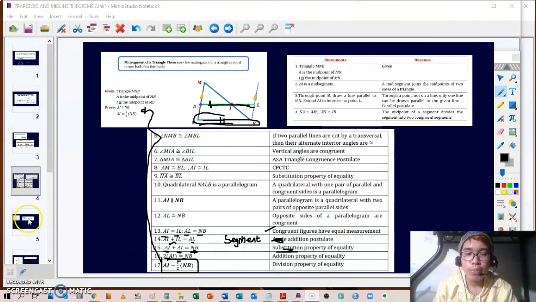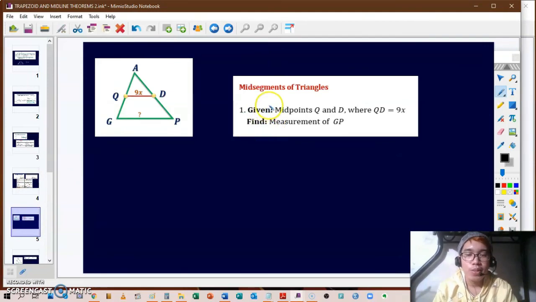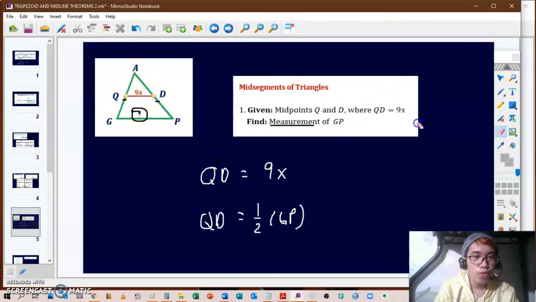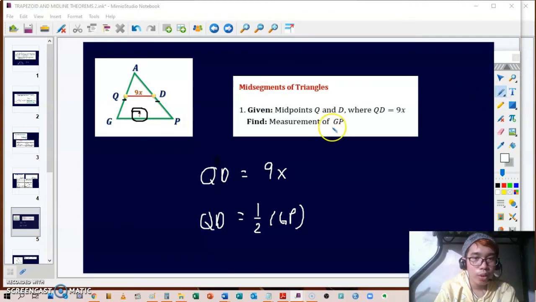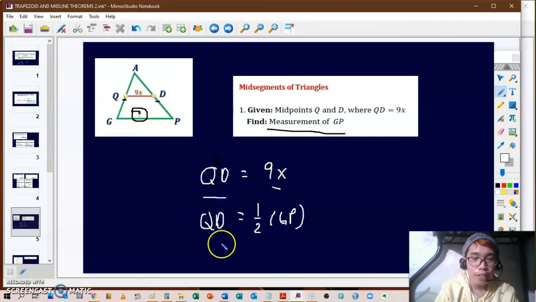Now that we have proven the mid-segment triangle theorem, let's try to use the theorem. Given triangle GAP with midpoints Q and D: for GA, the midpoint is Q, and for AP, the midpoint is D. For this problem, we want to find the measurement of GP. We have QD equal to 9x, and also QD is equal to 1/2 of GP.